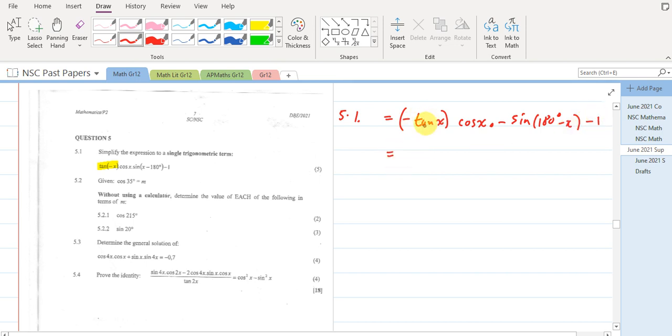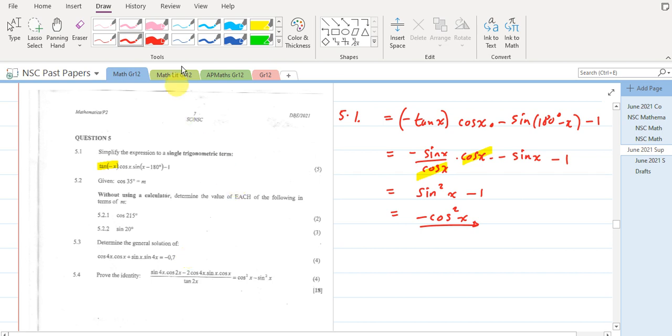Now negative tan x is negative sine x over cos x, times cos x, times negative sine of 180 minus x, which is just sine x, and then we have minus 1. The cos x cancels out, and a negative sine x and a negative sine x become positive sine squared x. So it is sine squared x minus 1. Remember, 1 minus sine squared is cos squared, so sine squared x minus 1 is negative cos squared x. So we have simplified to a single trigonometric ratio.